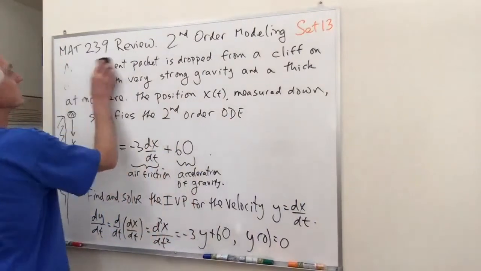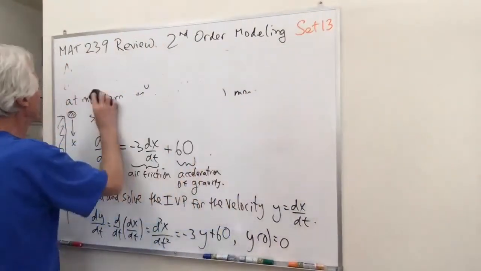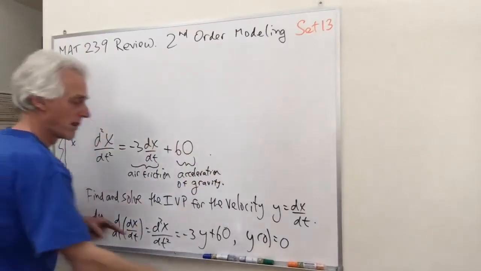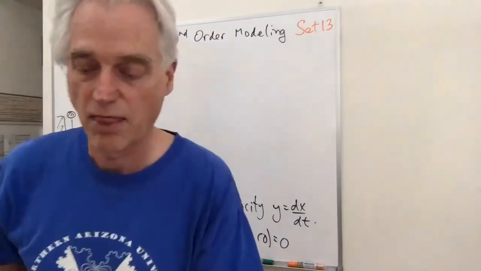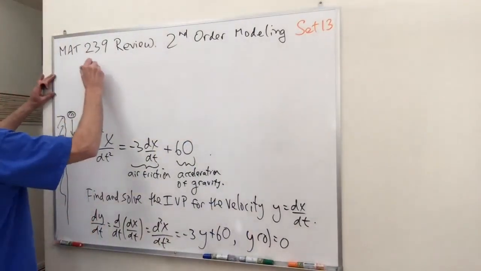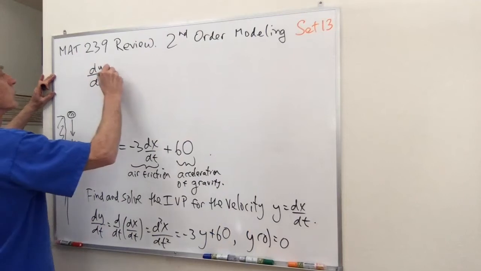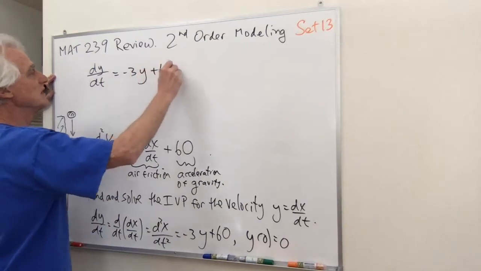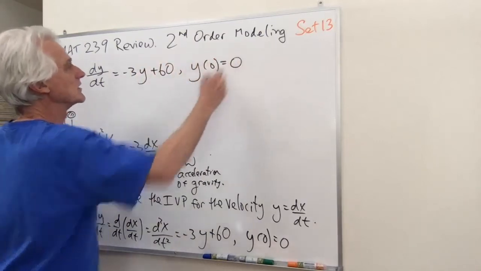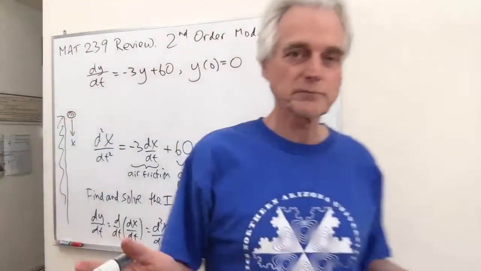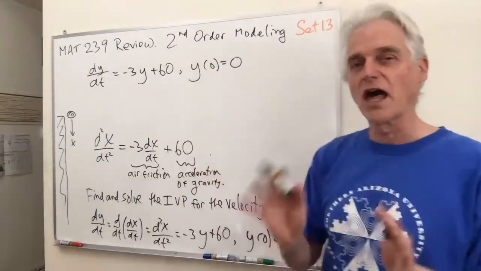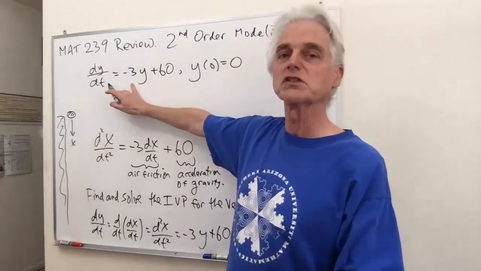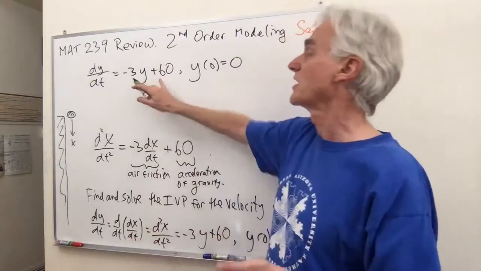So we can get rid of that part, because everything we need now is here. dy dt equals minus 3y plus 60, and y of 0 is 0. Okay, so actually, this kind of thing happens a lot in modeling. The rate of change of some quantity has a term that's proportional to the amount of quantity there is, plus a constant term.